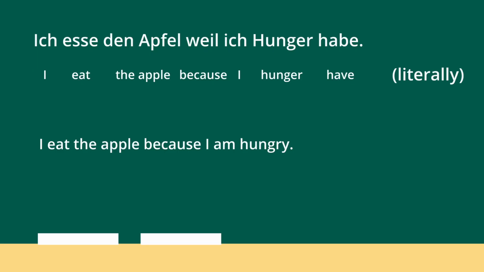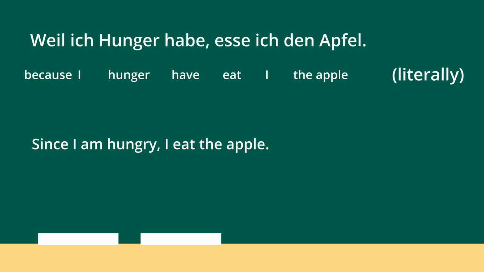Or literally, it would be more like I eat the apple because I have hunger. So the first part of the sentence is the main clause, so it functions just like before. Ich esse den Apfel, weil ich Hunger habe. Because I hunger have. This is the subordinate clause. And again, this subordinate clause can also move to the front.